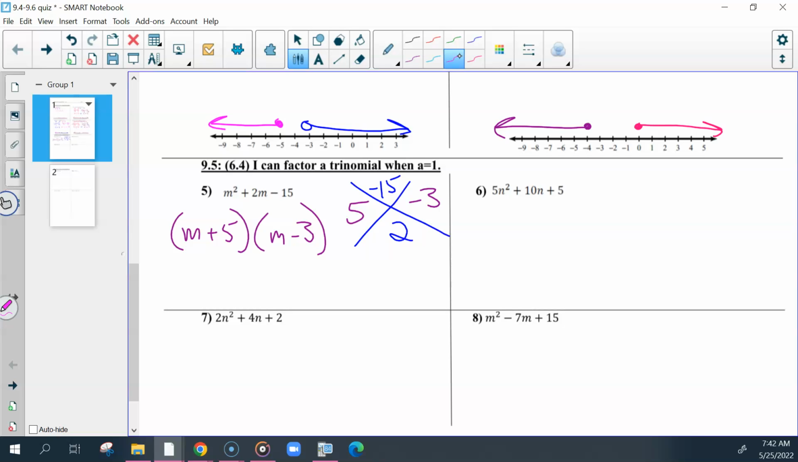For number 6, you should have seen that yes, there was a number in front of this, but because of the section it's in, you should be asking yourself, does this have a GCF? And it did, 5. And if it did, you should have factored that out, divided each of these by 5 to get n squared plus 2n plus 1.